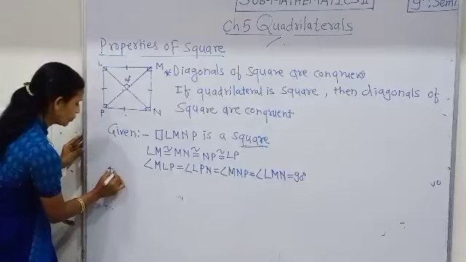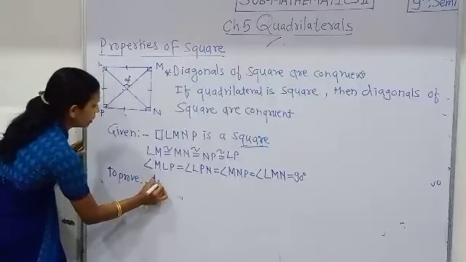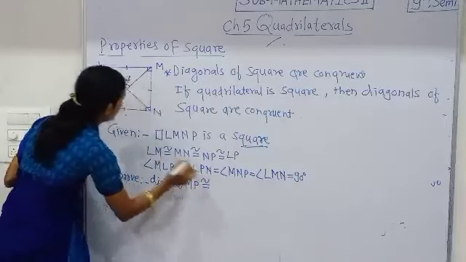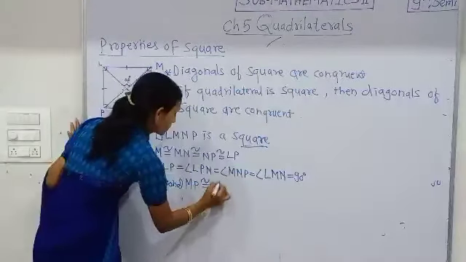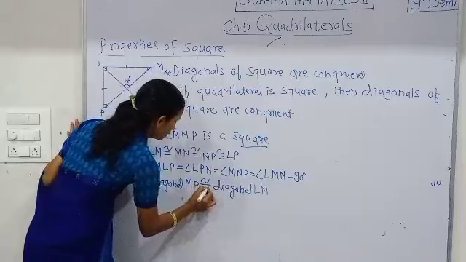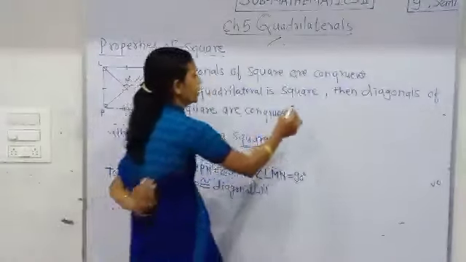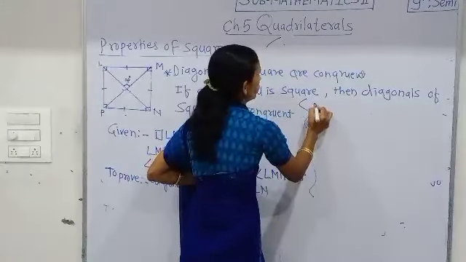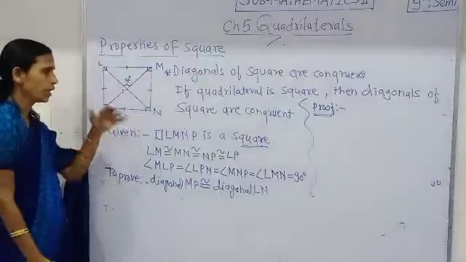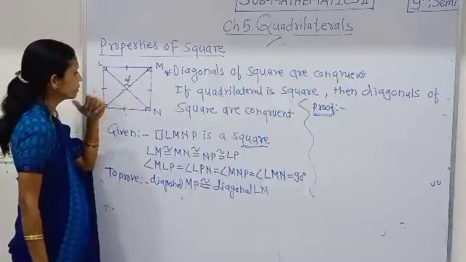Then we have to prove that diagonal MP and diagonal LN are congruent. That is the property which we have to prove here, isn't it? Then see here, we have to give the proof of this property using the properties related to the square.